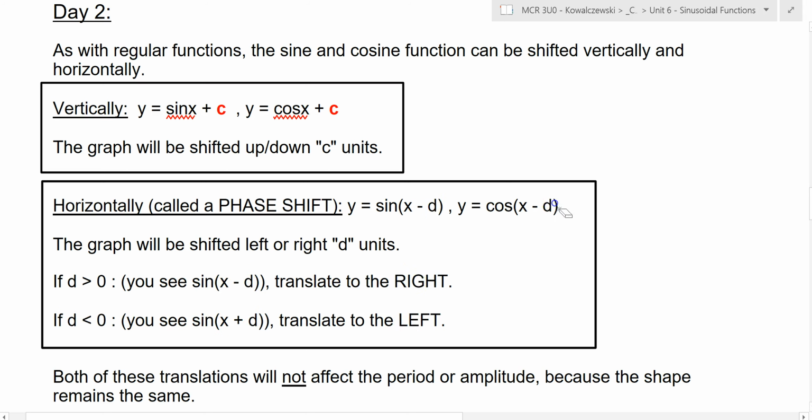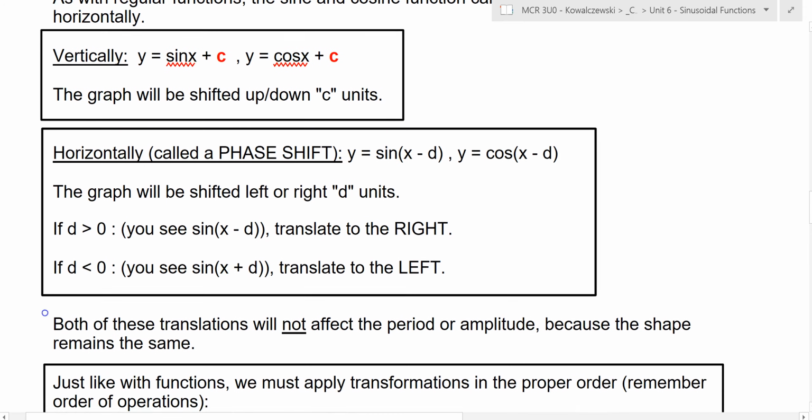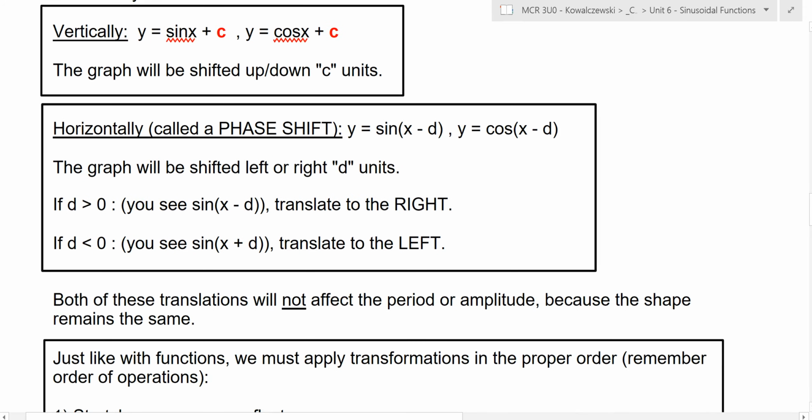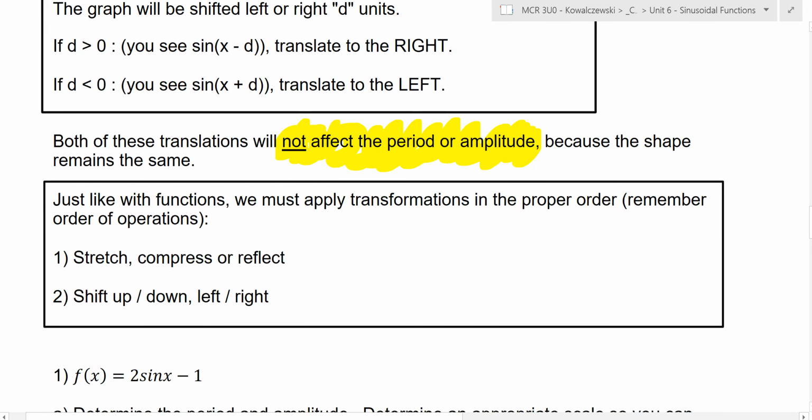What we saw back in the functions unit is that these translations do not affect the shape of the graph. It just shifts it left, right, up, or down. So because it doesn't affect the shape of the sine or cosine graphs, it will not affect the period or amplitude. So just like with functions, we're going to apply transformations in the proper order using order of operations, and we're going to be using our mapping notation.